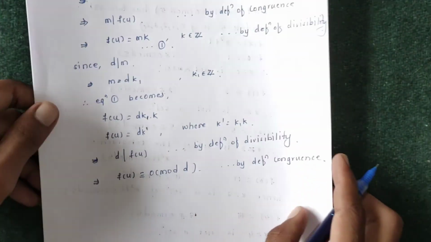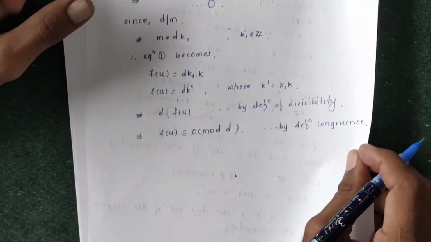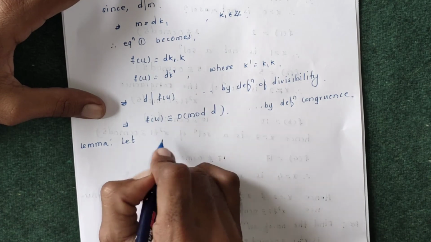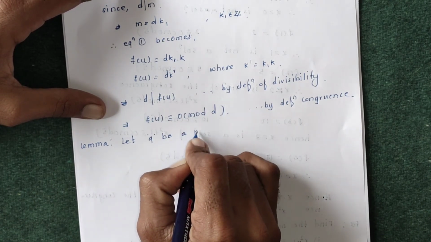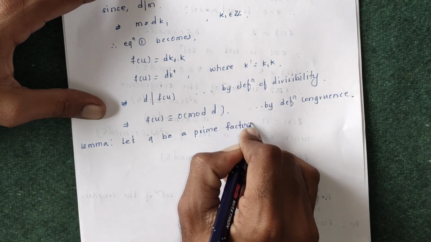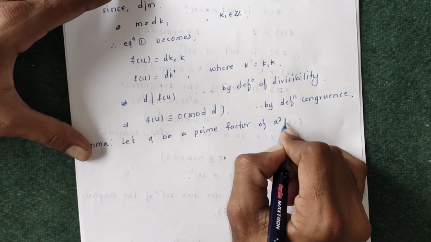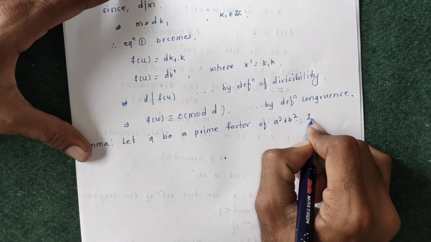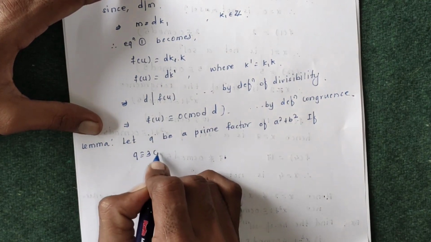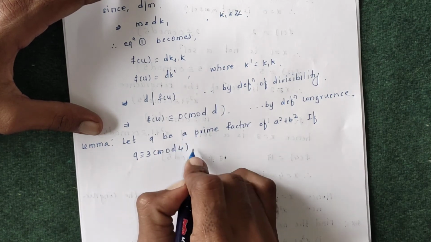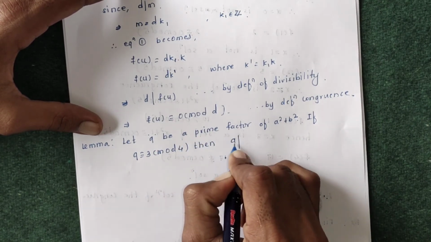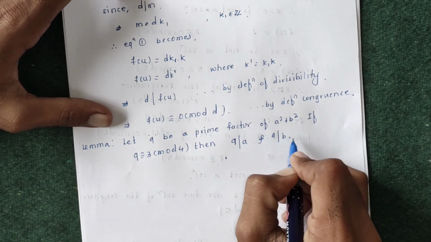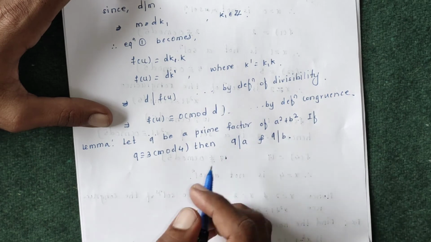Now the statement of the next lemma is: let q be a prime factor of a square plus b square, and if q is congruent to 3 mod 4, then q divides a and q divides b.